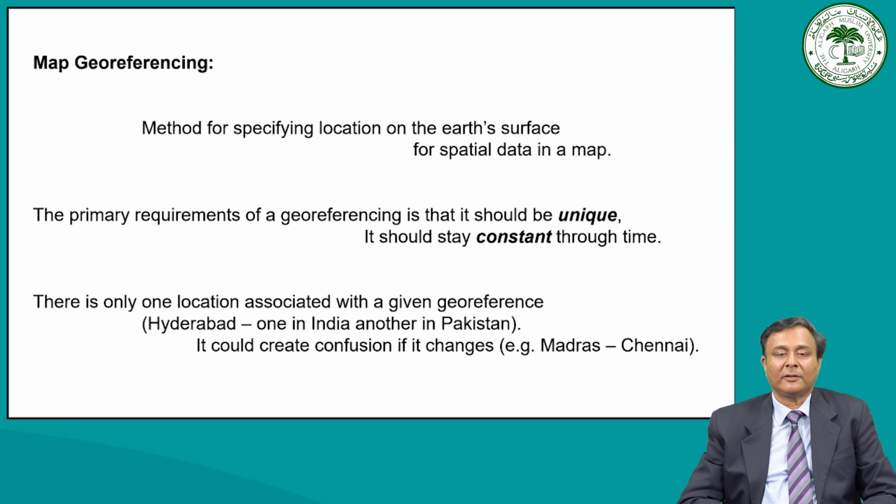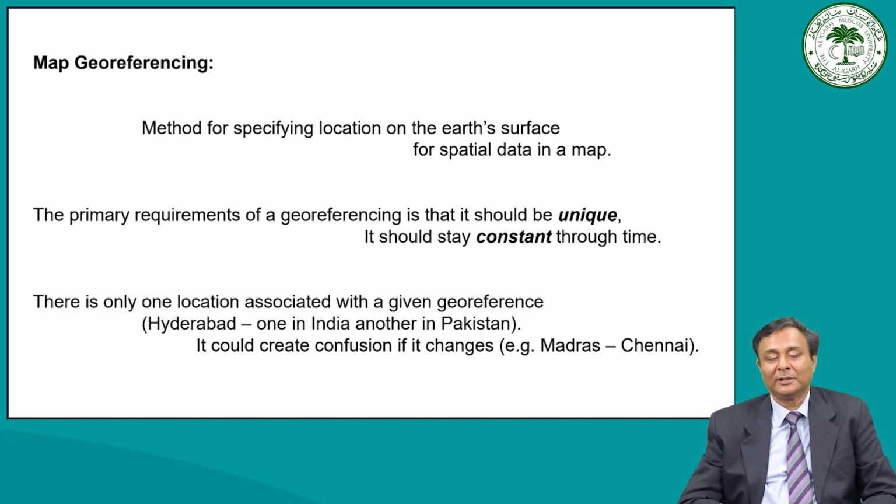The primary requirement of georeferencing is that it should be unique. Not only unique, but it should stay constant through time. And there is only one location associated with the given georeference. Now, a very interesting example is the settlement, the city of Hyderabad. We all know that one Hyderabad is in India, and another Hyderabad also exists in Pakistan. So this way the uniqueness of the name is compromised. It can create confusion if the name changes.